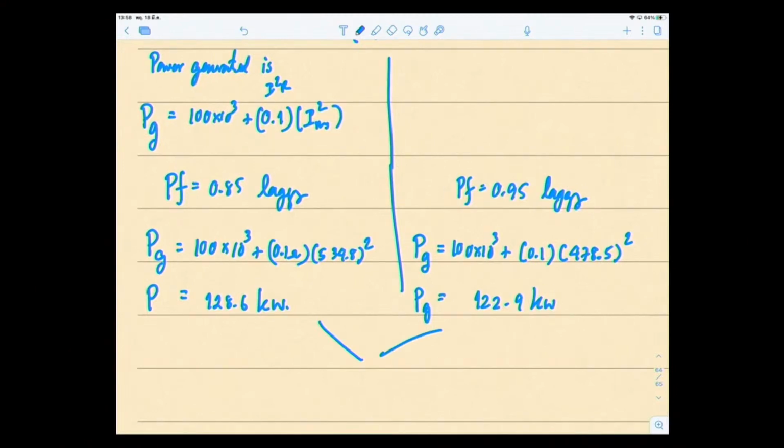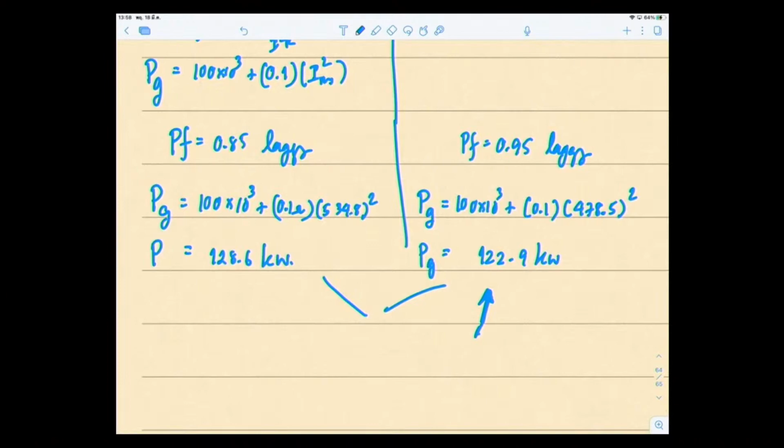The power station produced, for a PF of 0.85, the lower PF, about 5.7 kW more just to supply this 100 kW factory. So if you're a power company, of course, you would rather have the load of higher PF.